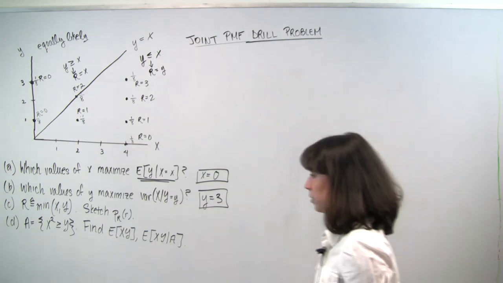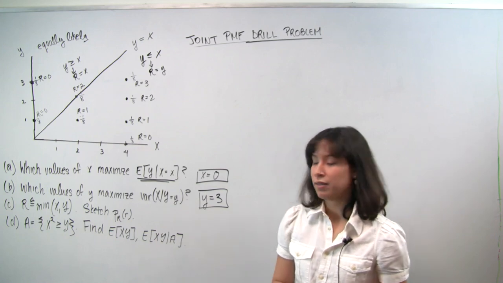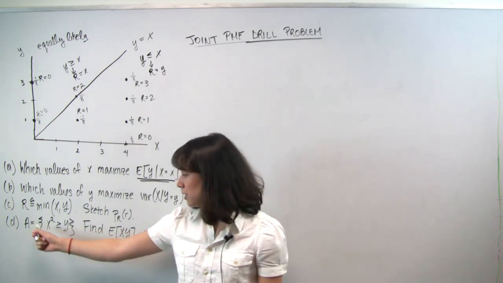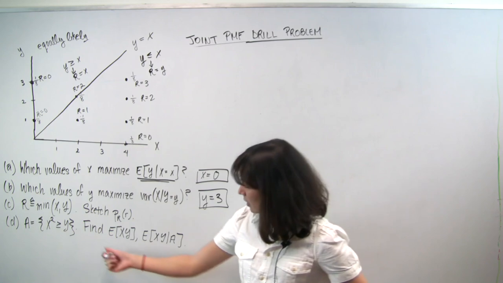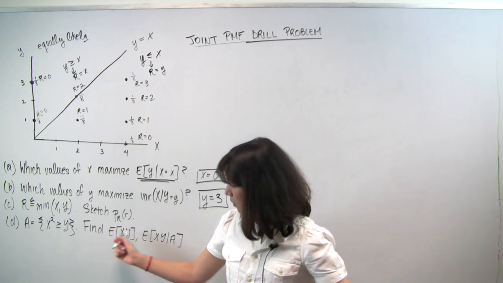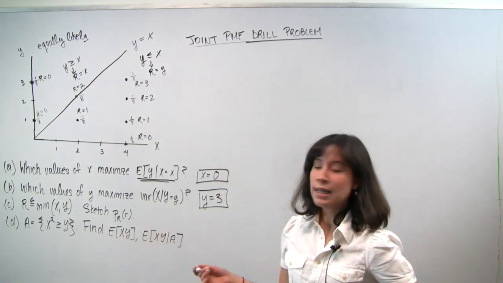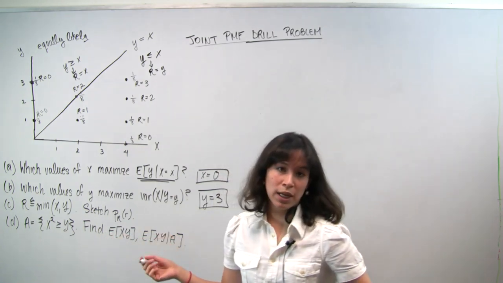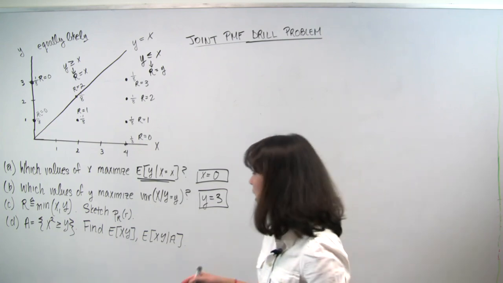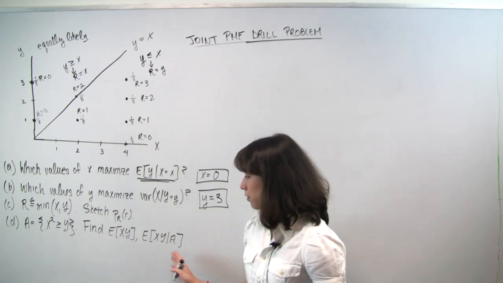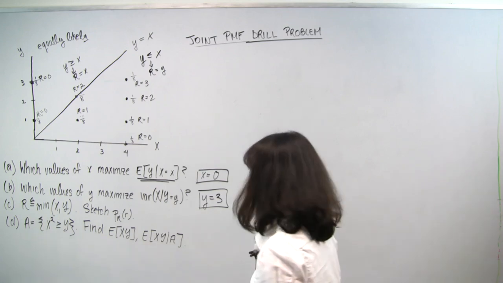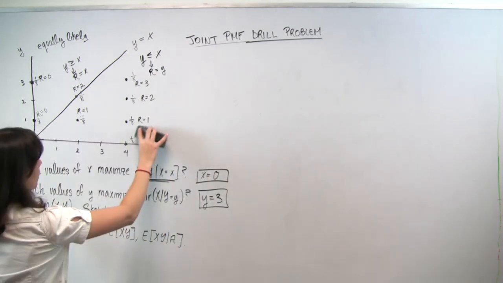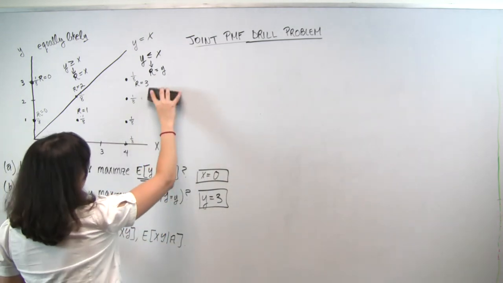Let's move on to part D. In part D, we're given an event named A, which is the event that x squared is greater than or equal to y. And then we're asked to find the expectation of xy in the unconditional universe, and then the expectation of x times y conditioned on A. So let's not worry about the conditioning for now. Let's just focus on the unconditional expectation of x times y. So I'm just going to erase all these r's so I don't get confused.